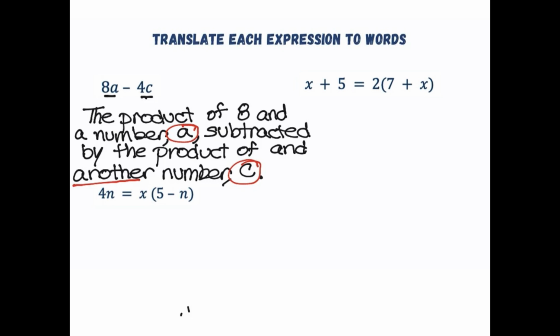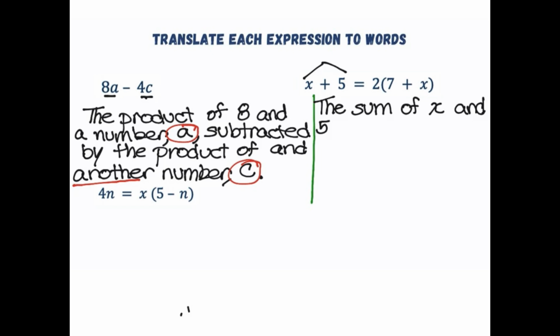So I'm going to just separate my page a little bit so I don't get too confused while I'm writing. And we're going to read this first to ourselves without writing anything. I have x plus 5 equals 2 times 7 plus x. So in this case, I am going to write the sum of x and 5. So there's this half of the equation. Then we have the other half.